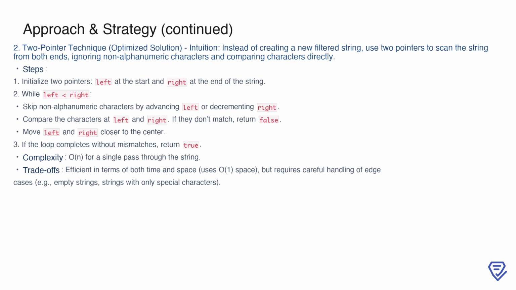This method is highly efficient, as it processes the string in a single pass with O(n) time complexity, and it uses constant space since no additional data structures are needed. While it requires careful handling of edge cases, such as empty strings or strings with only special characters, it strikes an excellent balance of performance and memory efficiency.